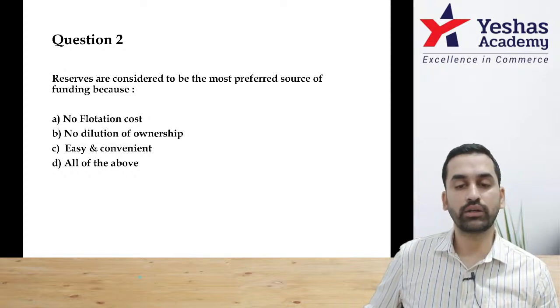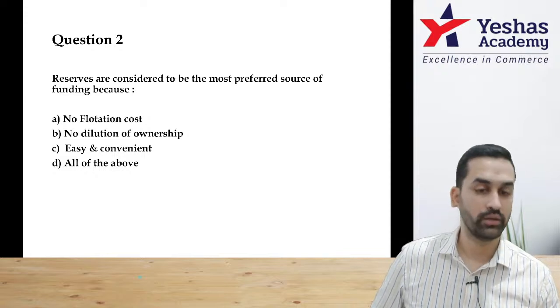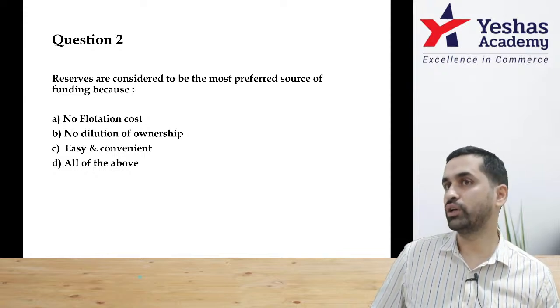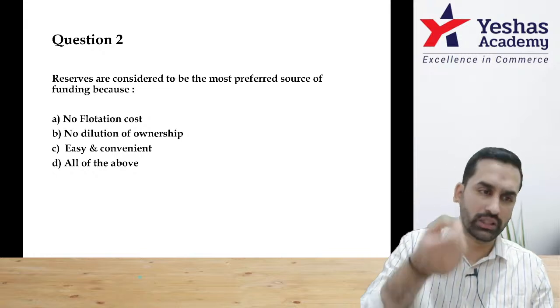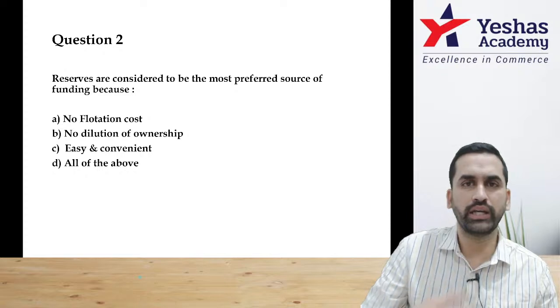Question number 2. Reserves are considered to be the most preferred source of fund because A, no flotation cost. Sir, correct. Why no flotation cost? See, this flotation cost will come into picture only when you issue shares.